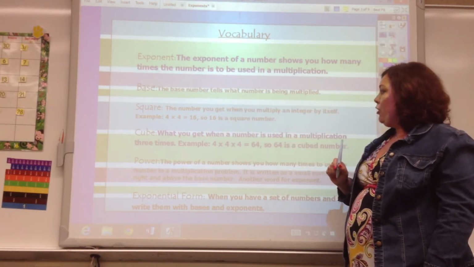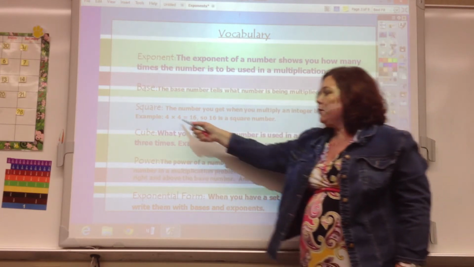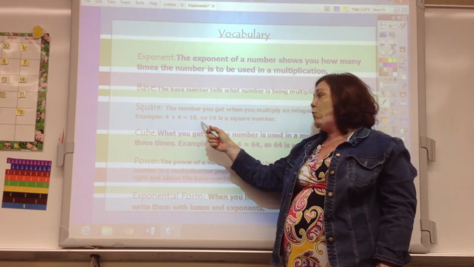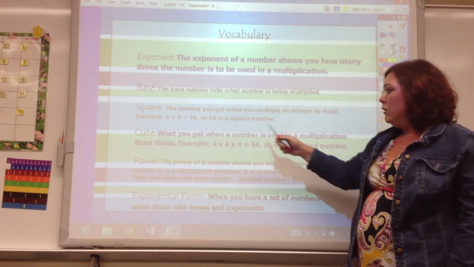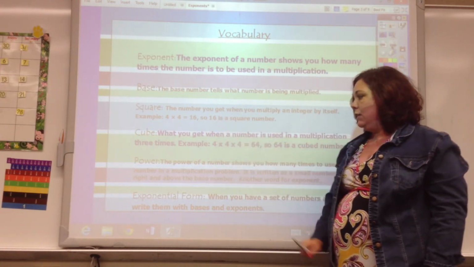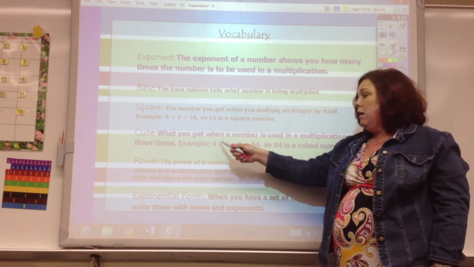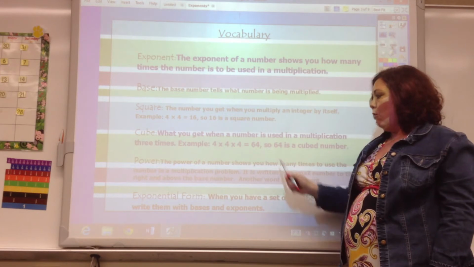Square is whenever you are multiplying a number times a number, like 4 to the 2nd power is also said 4 squared, and I'll explain that in a minute. So 4 squared is 16. Cubed is whenever you multiply that number times 3 times. And 4 cubed is 64.